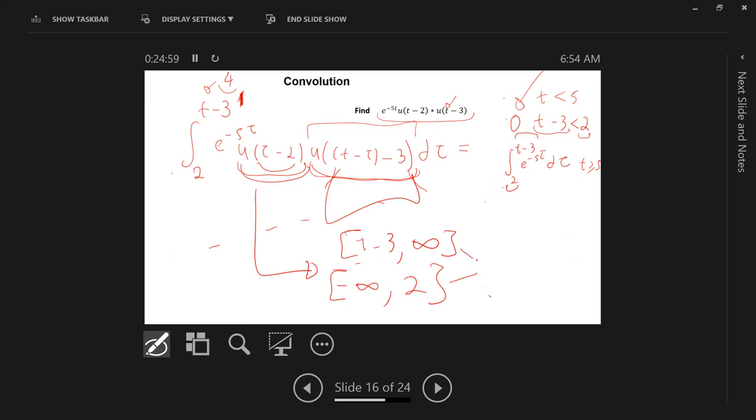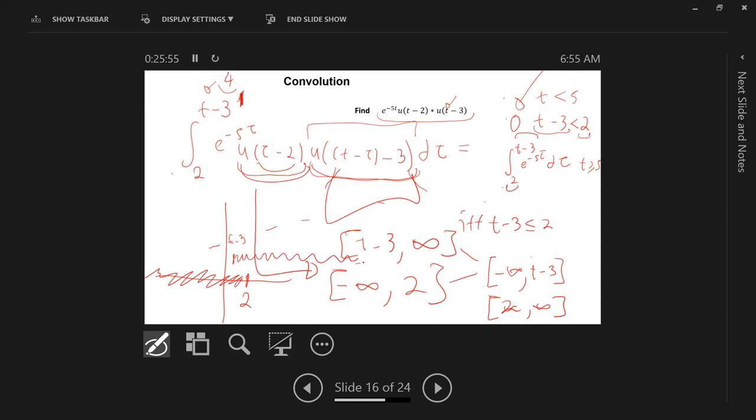So if t minus 3 is less than or equal to 2, what you would have is that this is 0 from negative infinity to t minus 3, and then from 2 to infinity, because remember t minus 3 is going to be less than 2. So one way to put it, if I drew this on the number line, here's 2, and it's 0 in this whole range going that way. If I place my t minus 3 here, then it's 0 here. So it's going to be zero everywhere, basically.